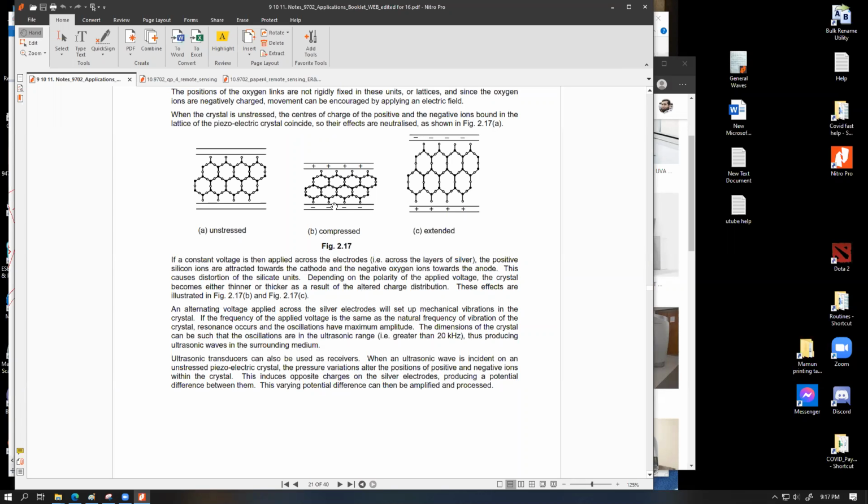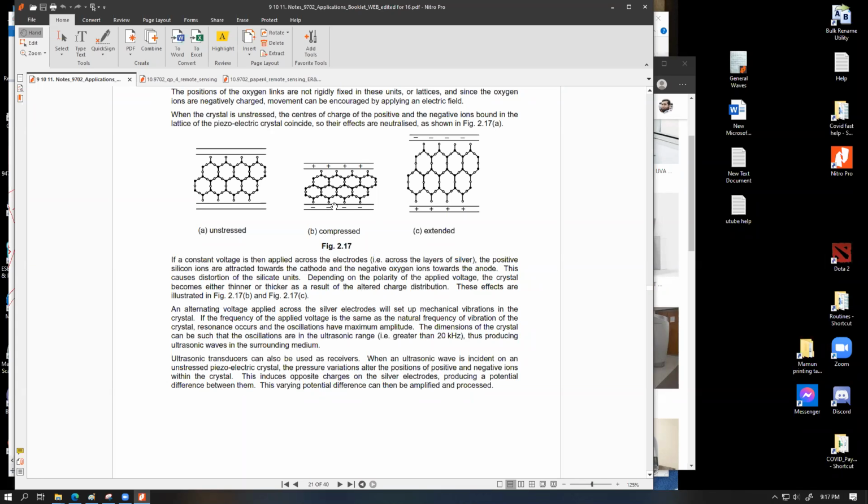Now that rebound reflection is going to produce voltage across the silicate crystal. This is where the detection is happening. So we're using the same silicate crystal to first produce the ultrasound pulse, and then it will be reflected off multiple different boundaries, and the reflections are going to come back and induce an alternating voltage on the silicate crystal, and we're going to detect that. That's why the piezoelectric crystal or silicate crystal is going to work as a detector.